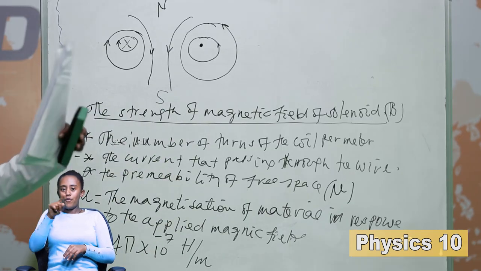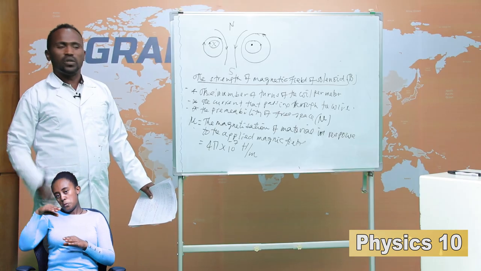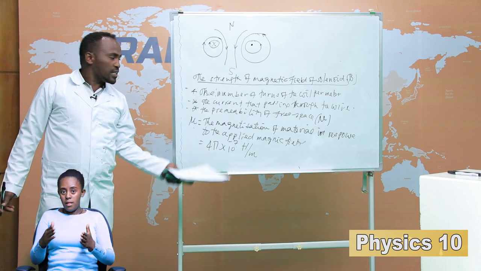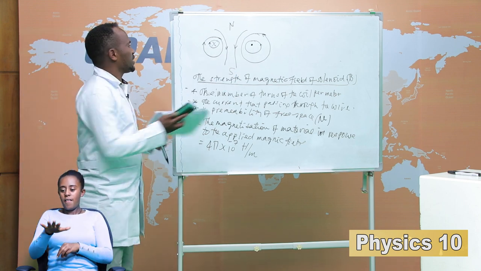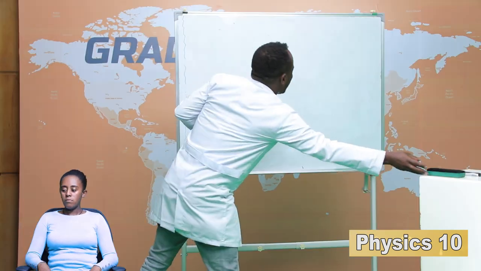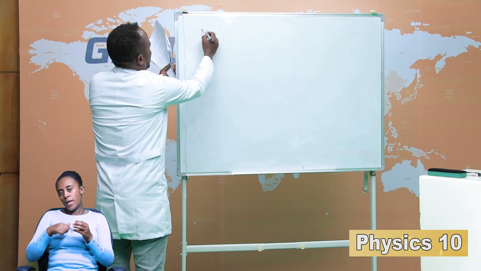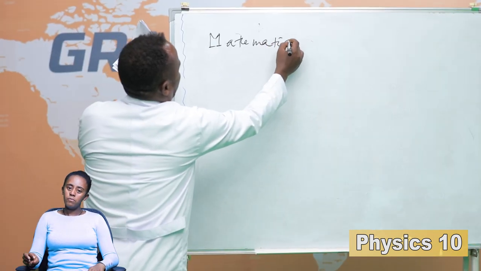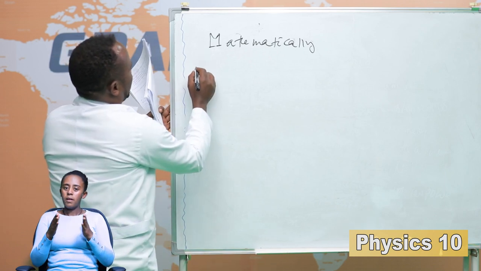Therefore, we are going to find the magnitude of the magnetic field of the solenoid. You know that magnetic field is a vector quantity. Do you remember, my student? You learned this one. Mathematically, we are going to express this quantity in relation to the magnetic field strength.